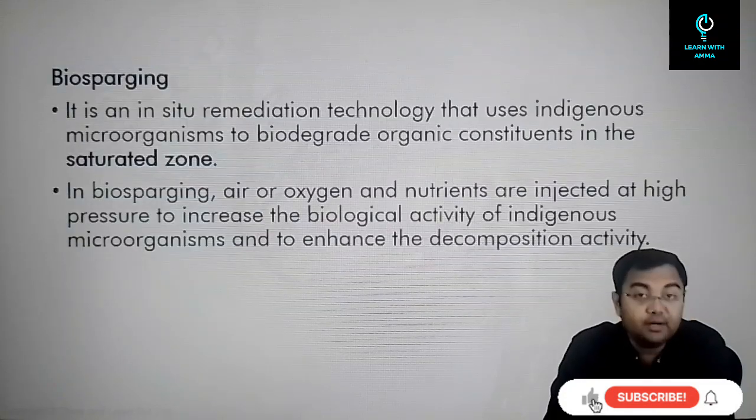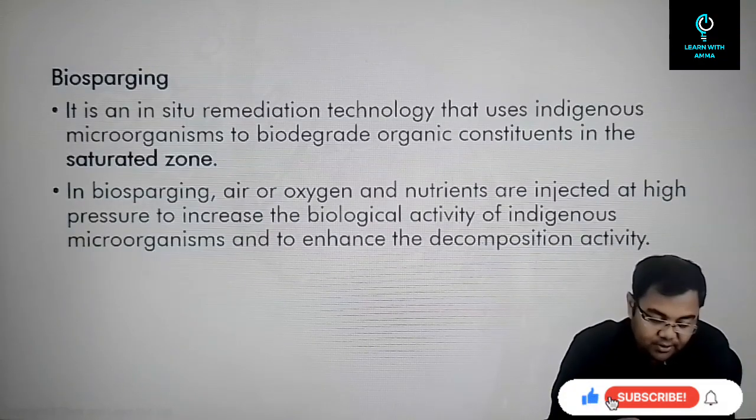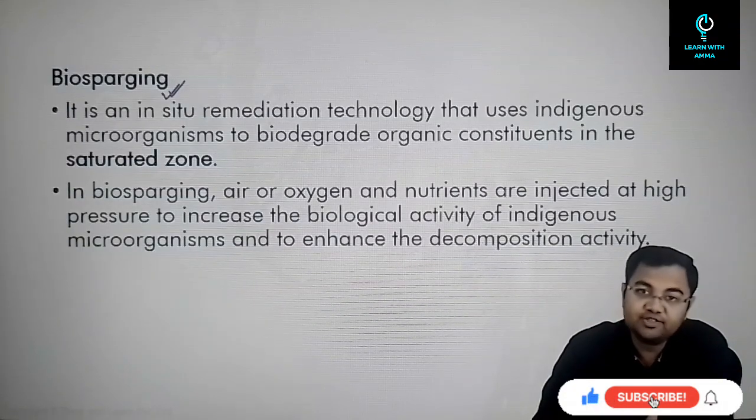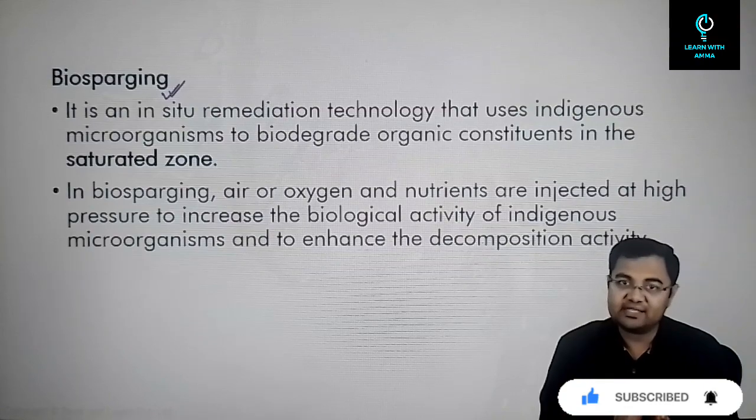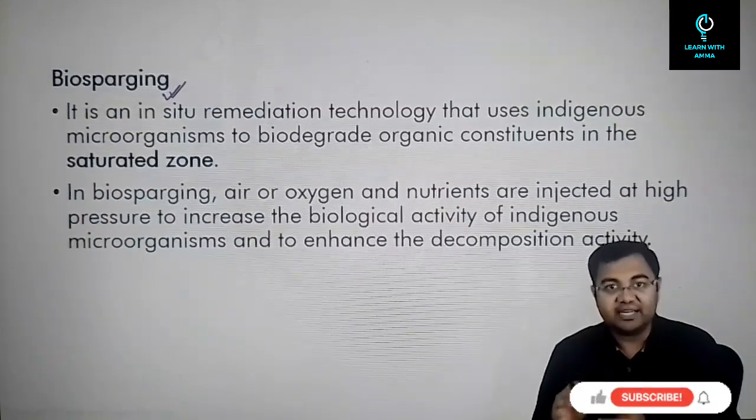So let's try to understand what is the meaning of all these terms. First you have biosparging. Now in case of biosparging, what we try to do is that we try to treat the waste at the site with the help of certain techniques.